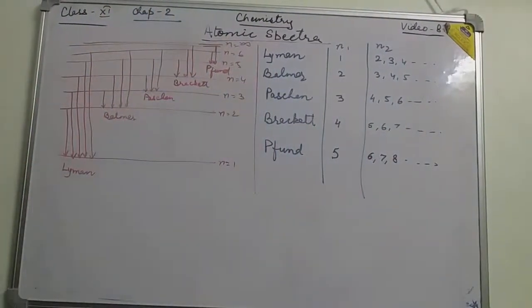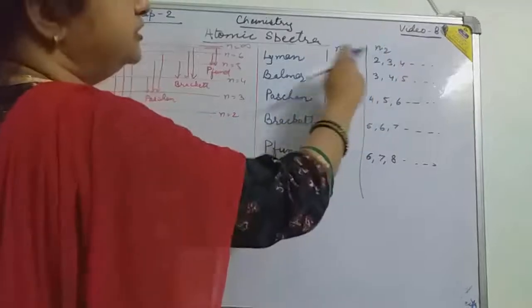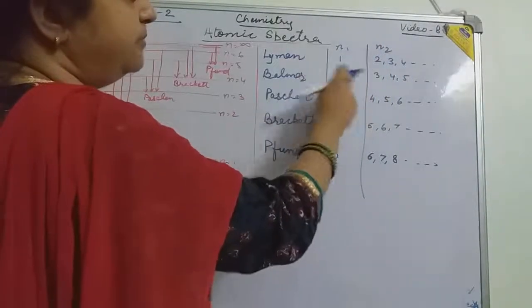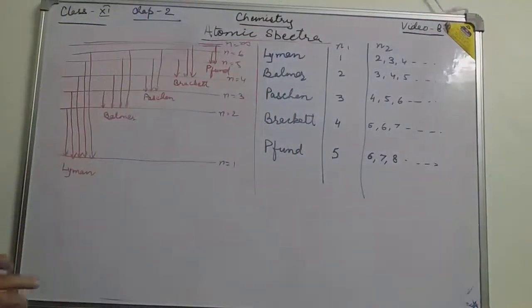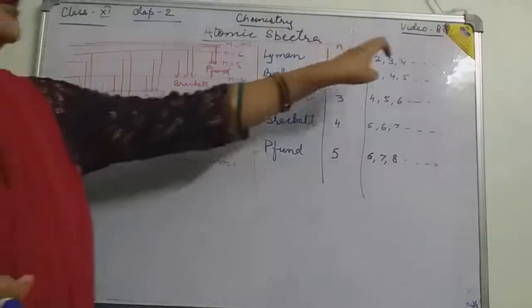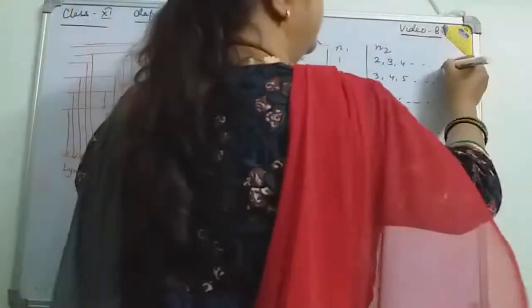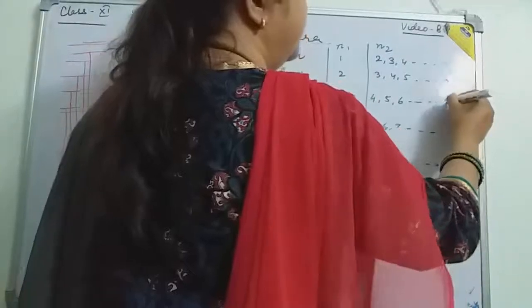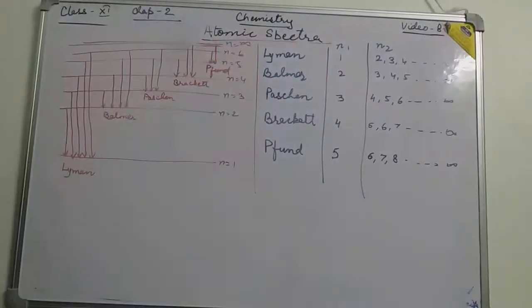Sometimes in your question: what is the minimum number of N2 in the Lyman series? It is 2, and for Balmer it is 3, and so on for the minimum number of N2 in these series. And the maximum number is infinity for every series.